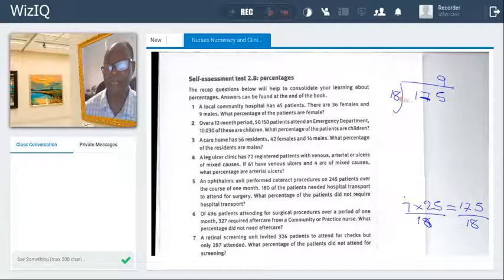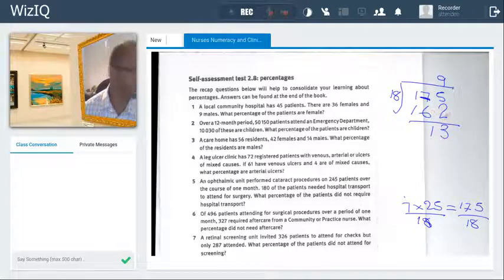So 9 times 8 is going to be 72, is it? Should be 72. And 9 times 1 is going to be 9. 9 plus 7 is going to give us 16. Yeah, so 16. Okay, and we need to subtract. 5 take away 2 is going to be 3. And 7 take away 6 is going to be 1. Yeah, so that's correct. Yes, 13.